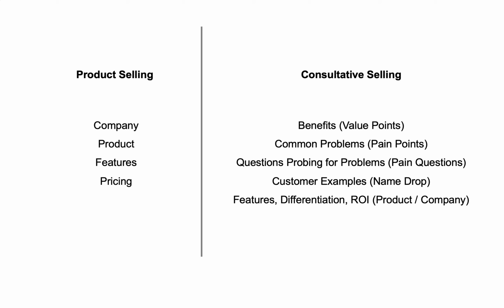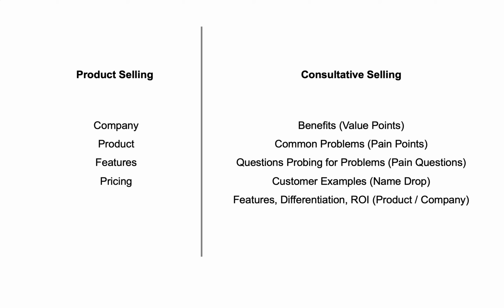So now if we look at the two side by side, you can see the product selling is talking about the company, the product, features, and pricing, and just trying to close the sale or validate interest. The consultative salesperson focuses more on benefits, problems, asking questions to see if problems exist, customer examples. When they do talk about the product, it's all about features, differentiation, ROI, bragging points about the company.